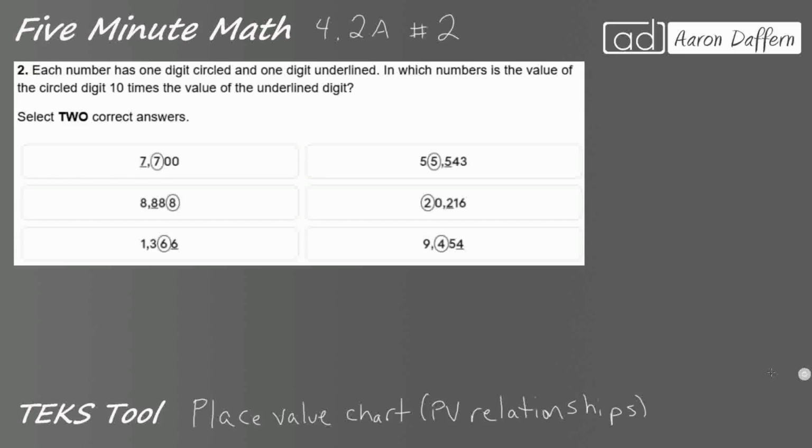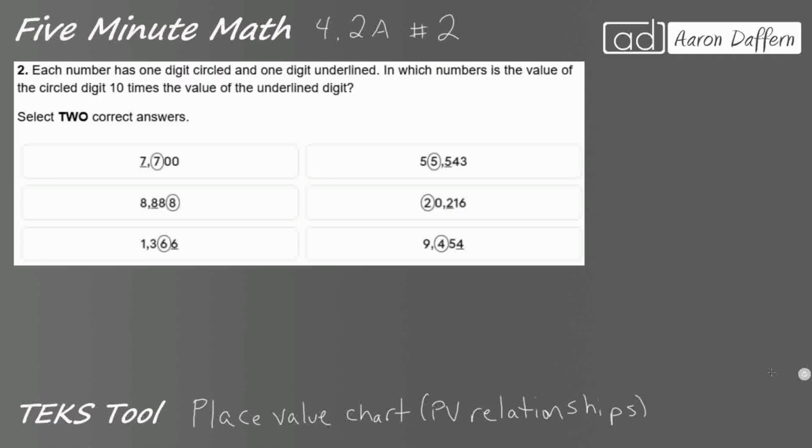Today we are looking at the TEKS tool place value chart. We are working with place value relationships with a problem related to TEKS 4.2a. We will solve it in 5 minutes or less. If you haven't done so already, please go ahead and take a moment to pause the video, work this problem out on your own, unpause it, and we will look at our answers together.